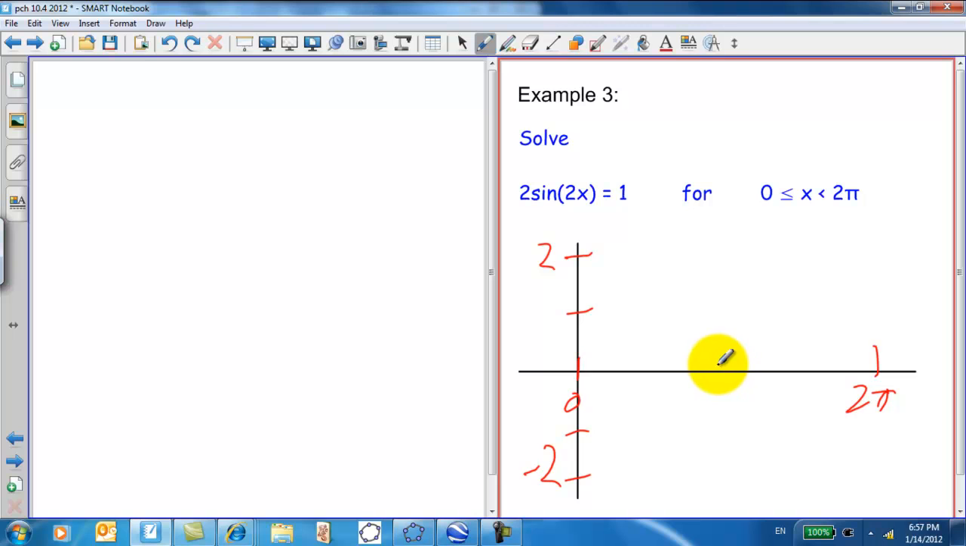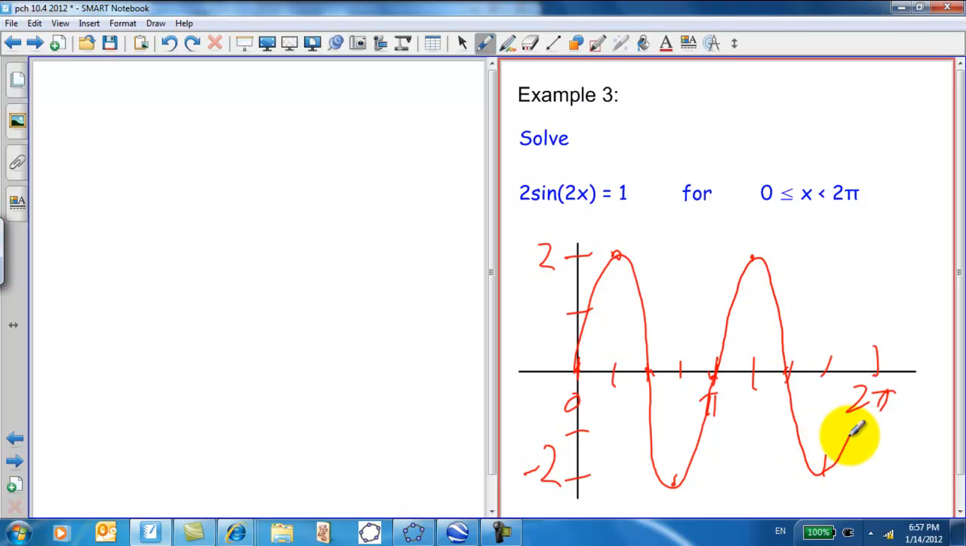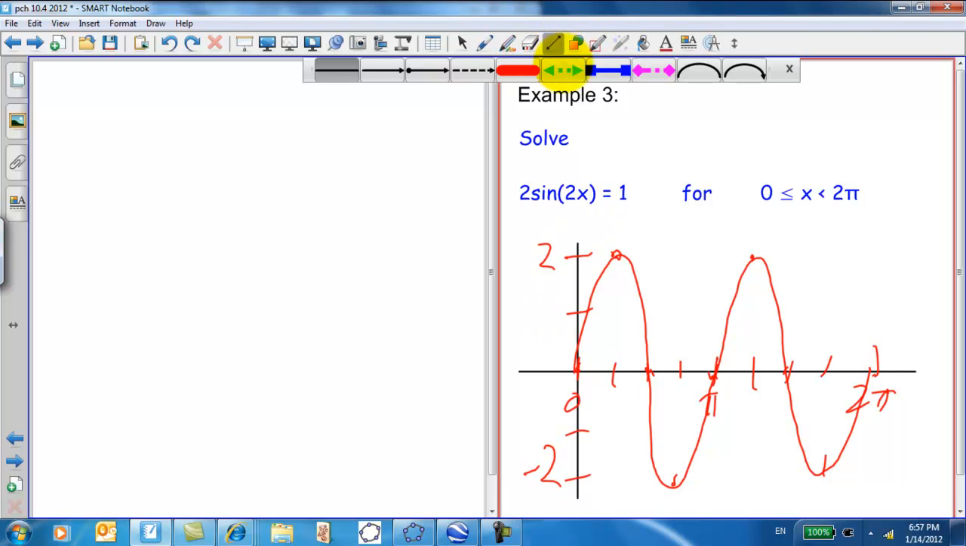And we're going to get one cycle from 0 to pi of the sine. So let's further subdivide here. 0, max, 0, min, 0. So we're going to get a cycle like that. And then 0, max, 0, min, 0, another cycle. Setting that equal to 1 now. Here's our 1 line.